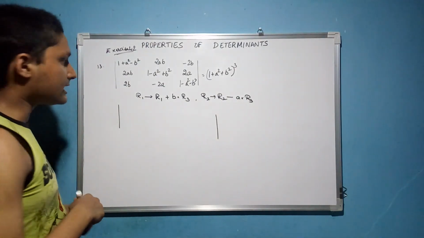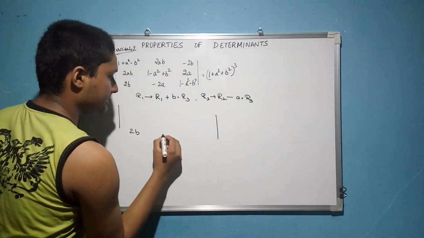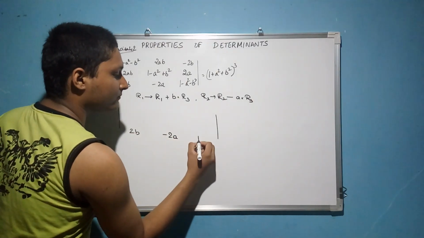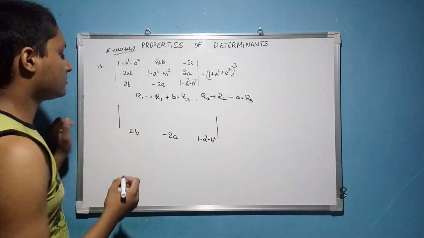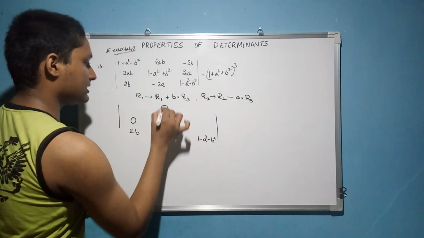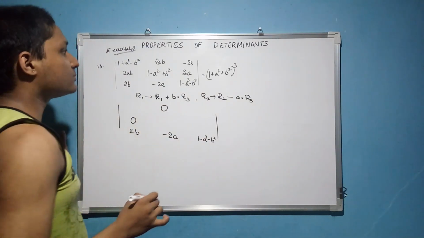So R3 is not going to change, that's why I'm going to write it as it is. So it is 2b minus 2a, then 1 minus a square minus b square. This must be got. Now we have to make it somehow 0. So these two 2ab terms make it to be 0.